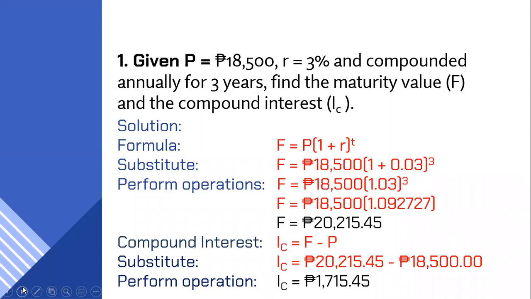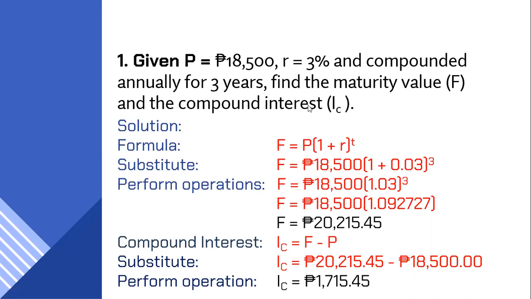Okay, let's have this example. So it's almost the same nung kaninang example natin, pero ito, sinabi that the rate is 3% and it's compounded annually for 3 years. So pinapahanap sa atin yung future value and the compound interest. So the future value formula is F equals P times 1 plus R raised to T. So substitute na natin yung mga values natin. Therefore, the future value is 20,215.45.